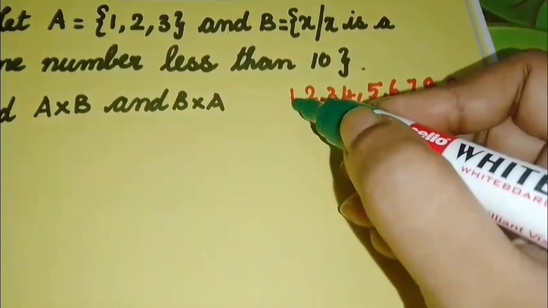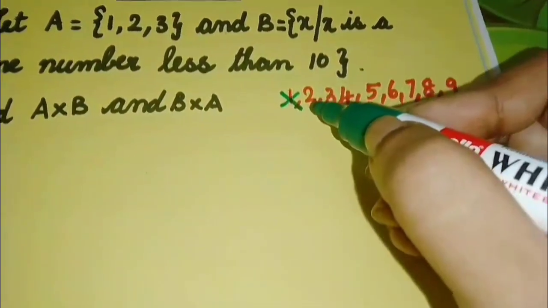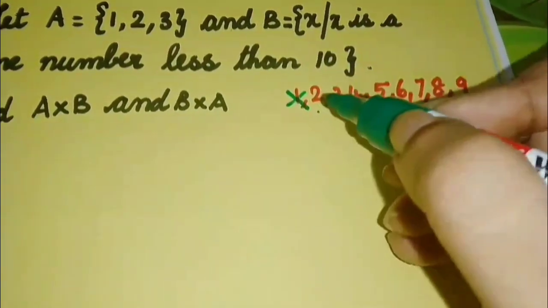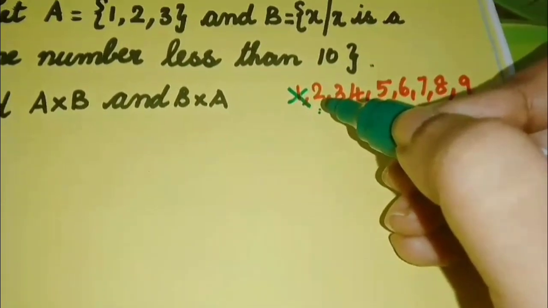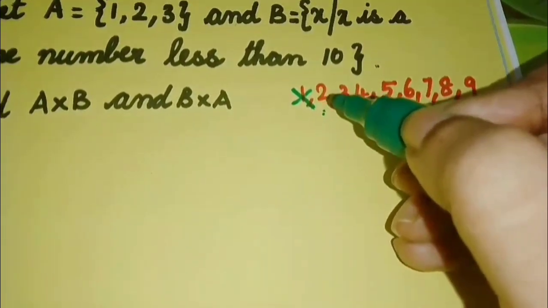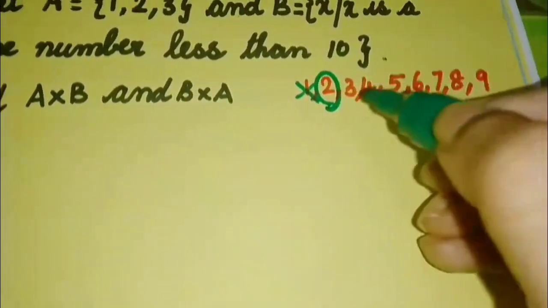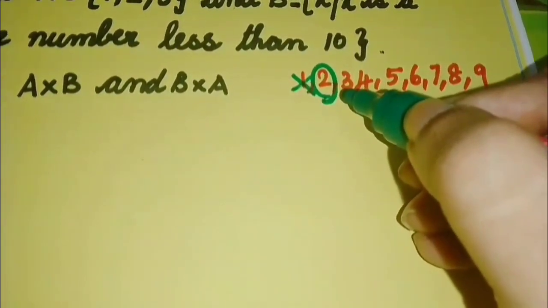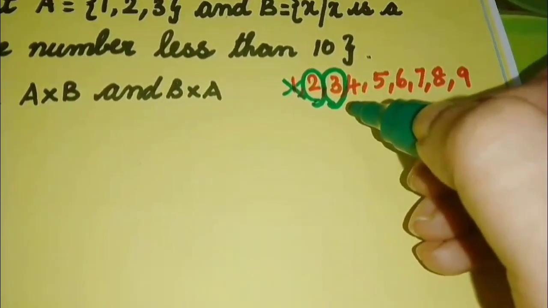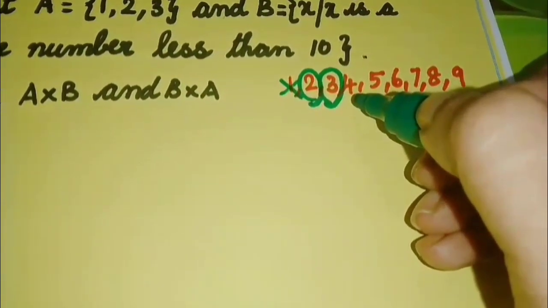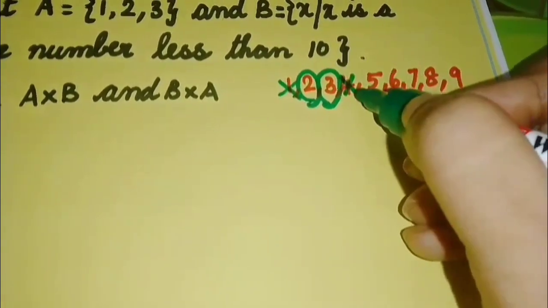So shall we now encircle the prime numbers? First we'll start with 1. 1 is neither prime nor composite, so it will never come. Now going to 2. Is 2 a prime number? Yes, it can be divided only by 1 and 2. Can any number divide 2? No. So 2 is a prime number. Now we go to 3. 3 is also a prime number because it can be divided only by 1 and 3. Is 4 a prime number? No. It can also be divided by 2. So 4 is not a prime number.